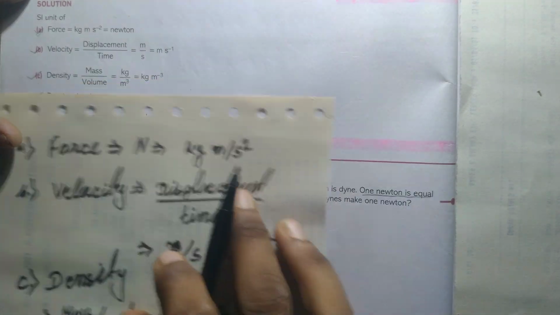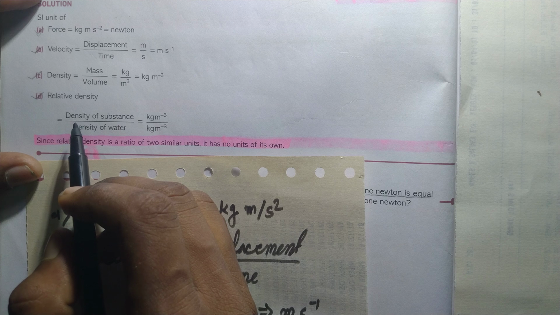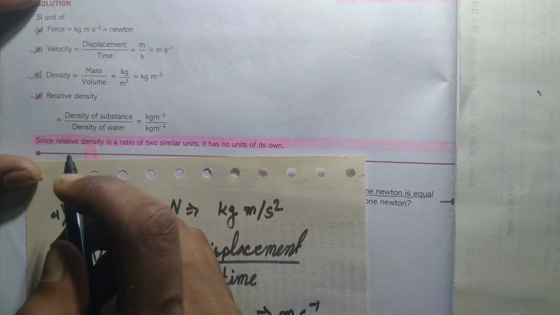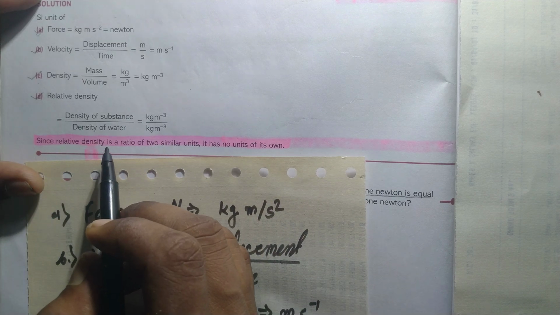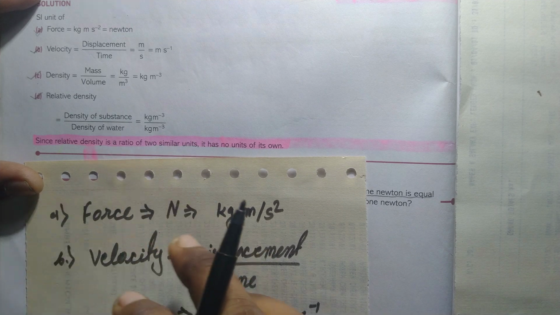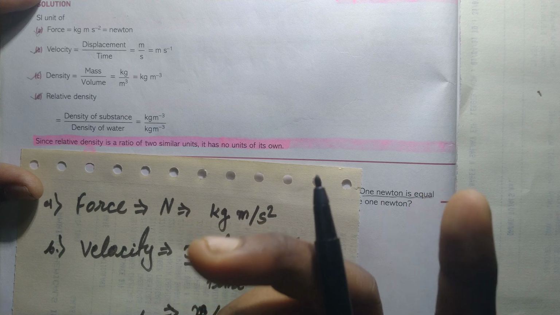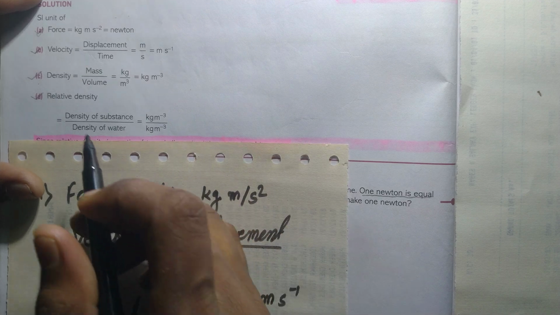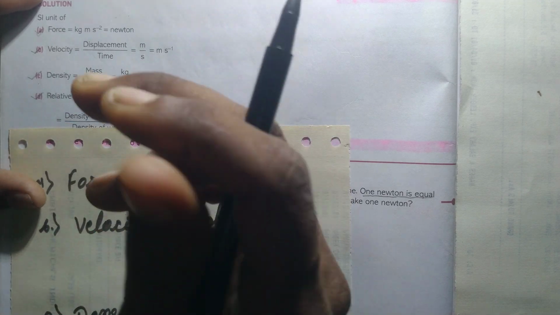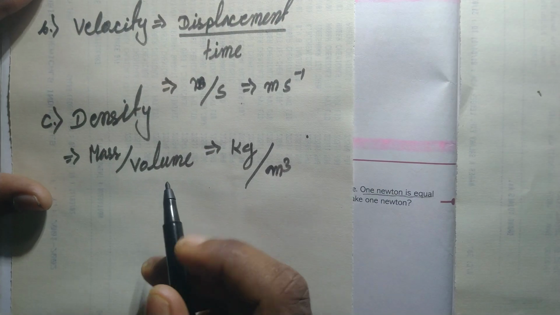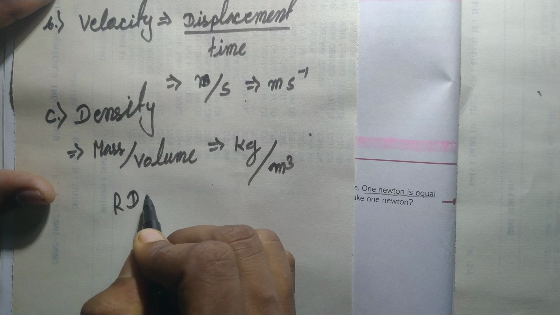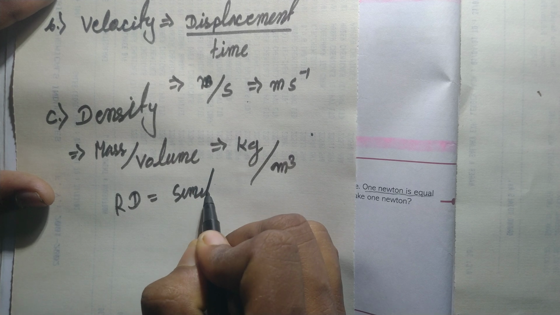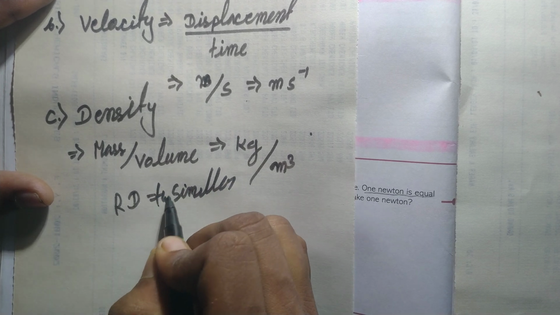Next is relative density. Relative density equals density of substance upon density of water. Since relative density is a ratio of two similar quantities, it has no unit on its own. Got it? Relative density is a ratio of two similar quantities.